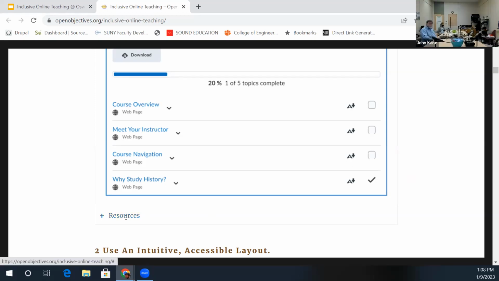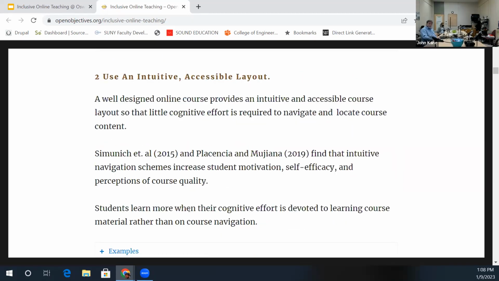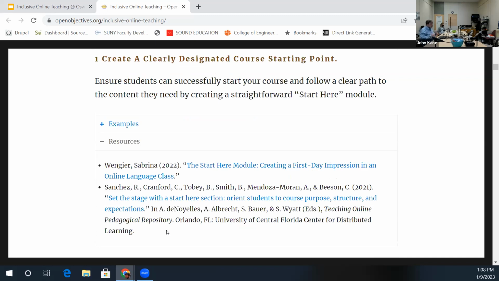And for each of the points we raised, we do have some resources up here that talk about why these things are important, providing a little bit of evidence. One of the main concerns that lots of students have when working with any course management system is that it's sometimes difficult to navigate, and we don't want students to spend a lot of time struggling to figure out what they need to do and where they need to go. We want students to focus their cognitive efforts on actually learning the content.